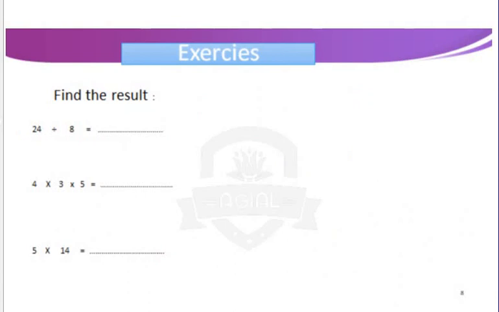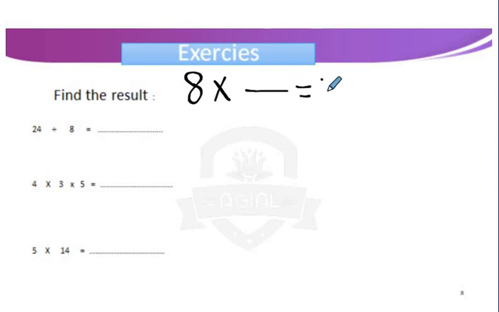Okay. Now, solve with me this exercise. Try to solve. At first, 24 divided by 8. Who can say? 24 divided by 8 equals what? This means 8 multiply what? Equals 24. Excellent. 8 multiply 3. So we write in here 3. Is this easy?